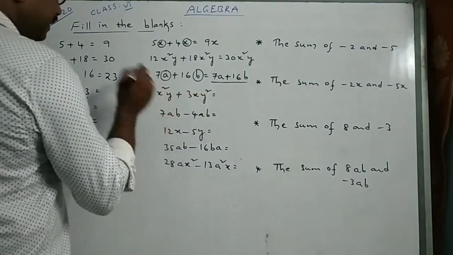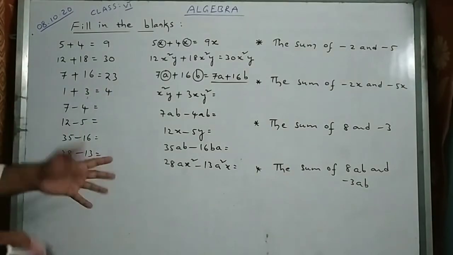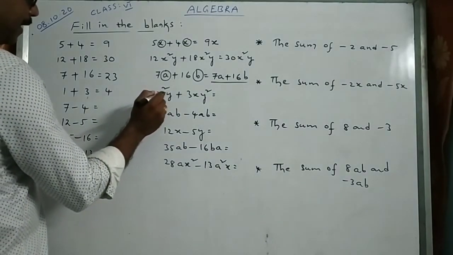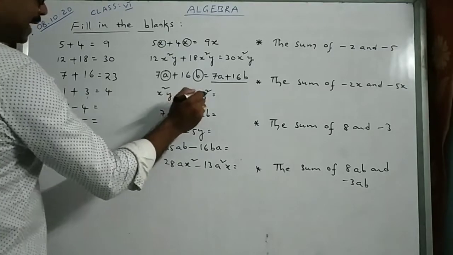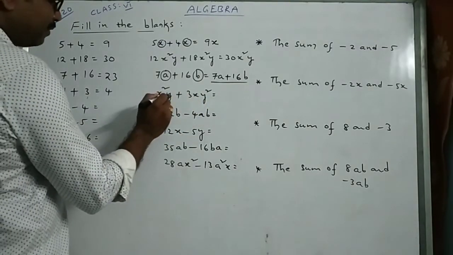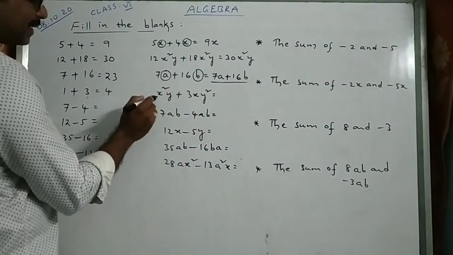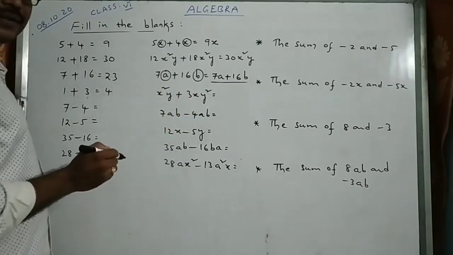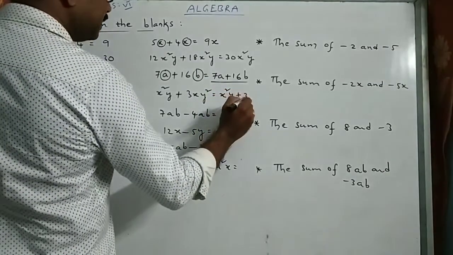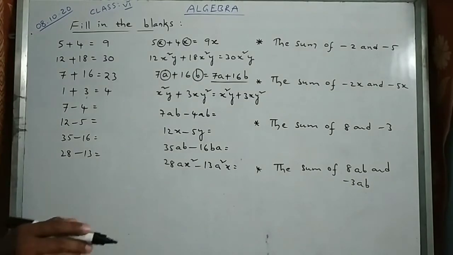x square y plus 3xy square, and you see here 1 plus 3 how much? 4. Since they are integers we can add directly. Now I am reading, you see here x square y, 3xy square. Are they like terms? No. Here the square is for x. Here the square is for y. So they are not like terms. So this is the simplified form. You cannot simplify further. Got it?